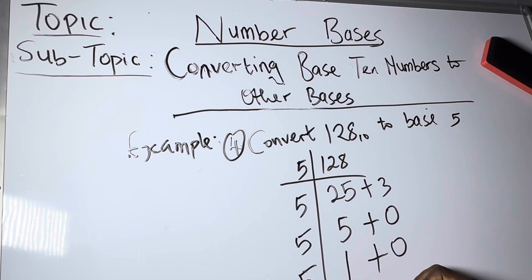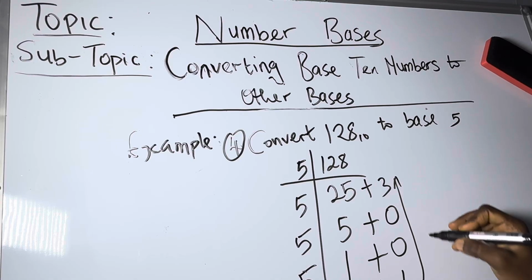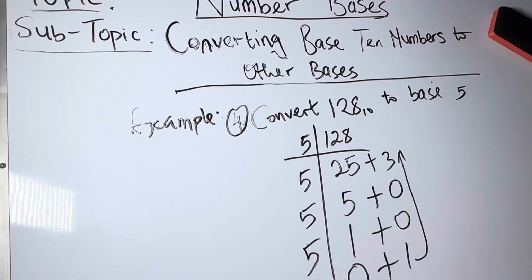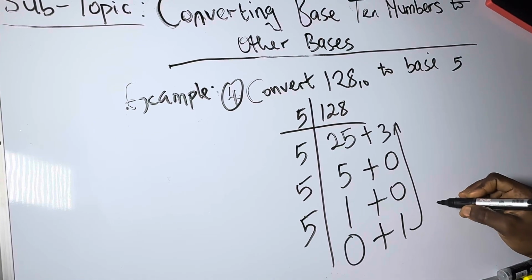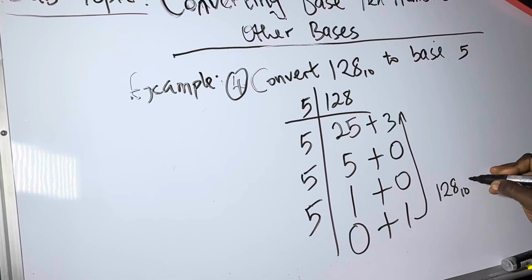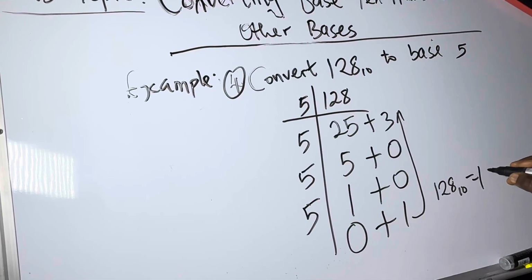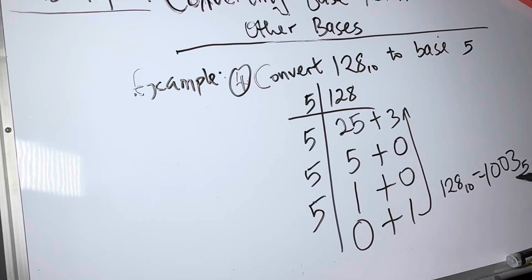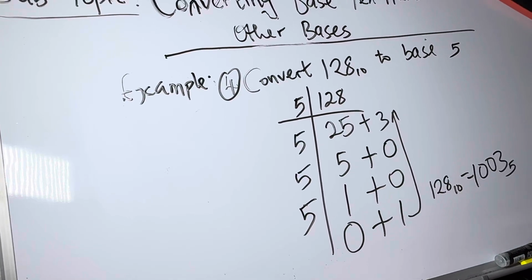5 in 1 is impossible, that's 0, remainder 1. So if I'm writing my answer, I'm going to pick it from the down part, which means 128 in base 10 equals 1003 in base 5. Do you understand?